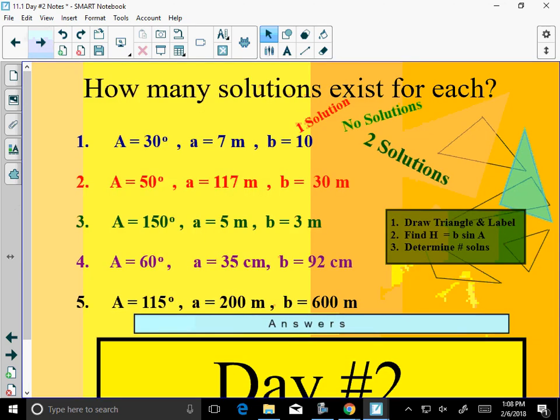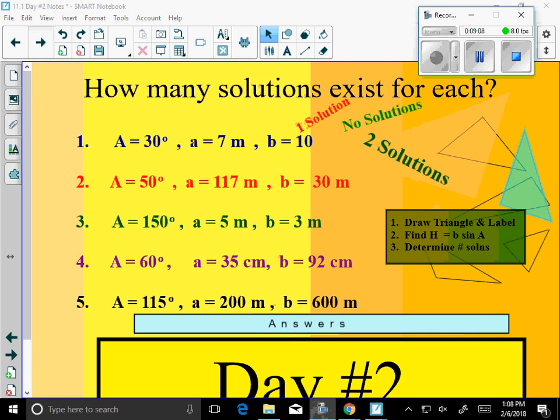All right, so if you would, take 5 minutes with a neighbor and pick 3 of these. I want you to determine how many solutions, meaning how many triangles there are. We'll come back and we'll review it in a couple minutes. Talk to a neighbor. Go.